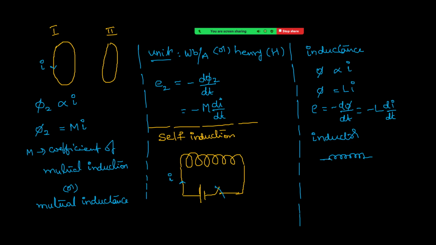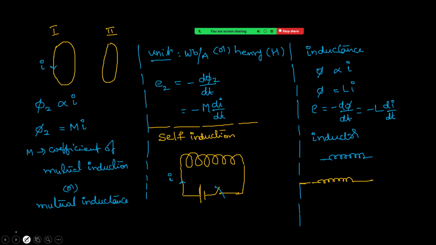If current is increasing, it tries to decrease it. If current is decreasing, it tries to increase it. So finally, what we are saying is it is opposing the change in current. Okay. For example, let us take current increasing in an inductor. So the circuit symbol is like this. Let us assume current is increasing.